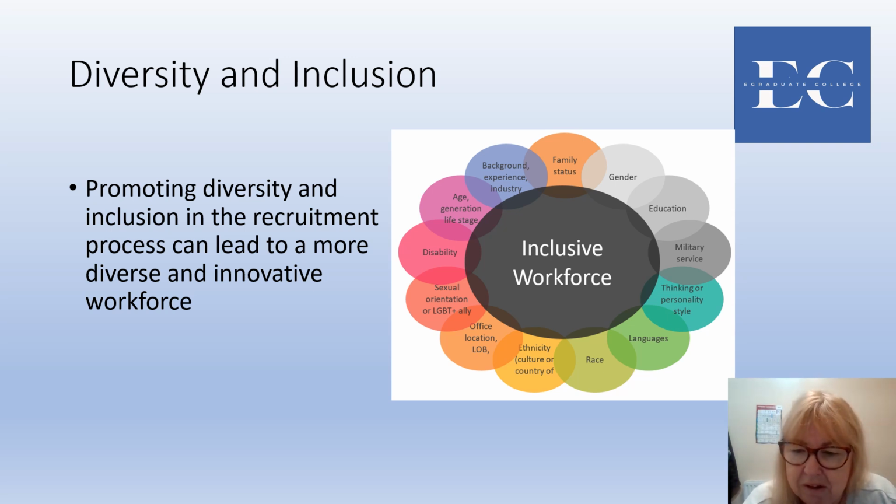People of different background experience, people who maybe have worked in different industries but have transferable skills, rather than just throwing them out because they haven't worked in that exact same situation. People with different disabilities, how can you adapt a place for them to work? What can you do to give them a chance? People of different sexual orientation or members of the LGBTQ plus groups.